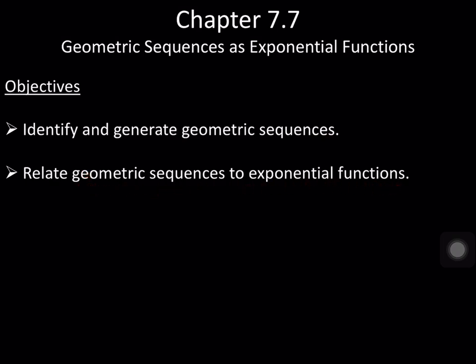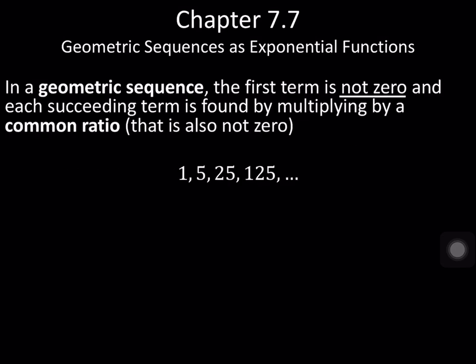And I think as soon as we see the formula that helps us to generate those sequences, you'll see why this ties in with the exponential function chapter. So let's define what a geometric sequence is. In a geometric sequence, the first term is not going to be 0. If you ever see a sequence that starts with a 0, it's not geometric. The first term is not 0. That means it can be anything else, but not 0.